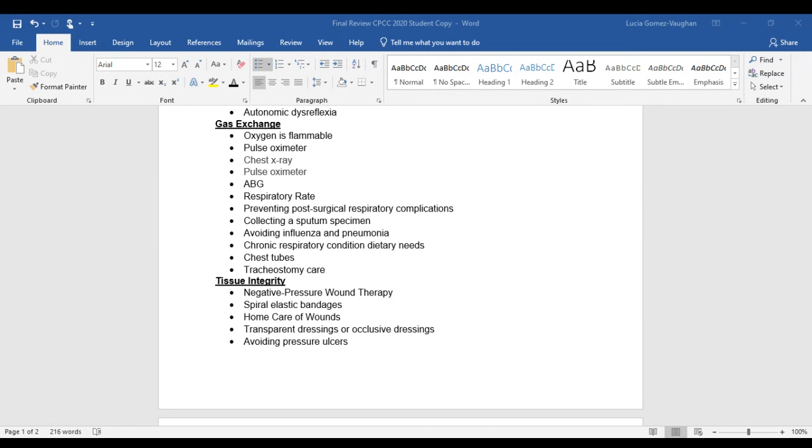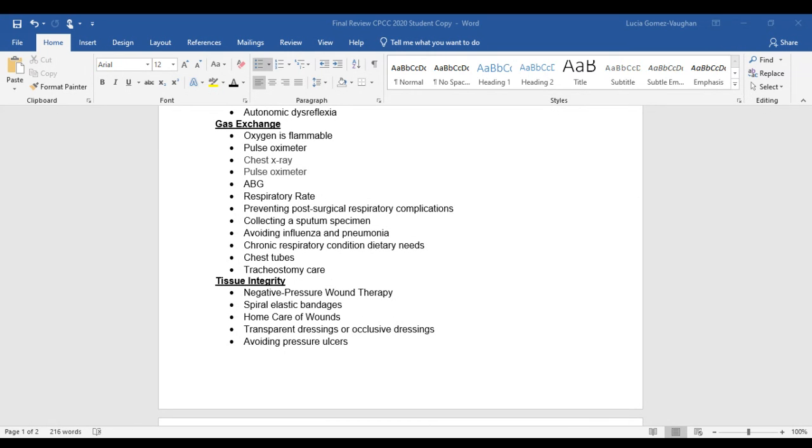Pulse oximeter is a diagnostic test that the nurse will implement to know if the patient is receiving enough oxygen. Chest X-ray produces an image of the heart, lungs, airways, blood vessels, and bones of the spine and chest. Just to add to the pulse oximeter, we see if the patient's getting enough oxygen, and it measures the oxygen saturation level of the blood.